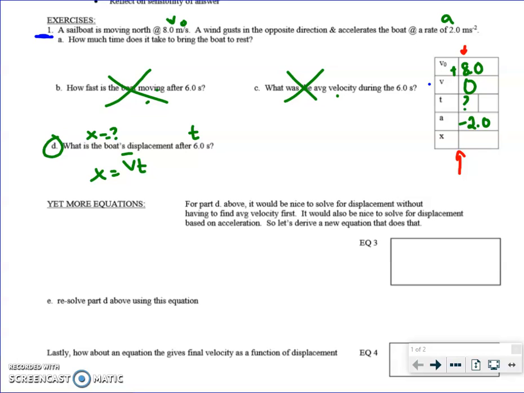I've got a minute left, so I'm going to stop the tutorial now, and then I'm going to make a new tutorial to show you the derivation and the fourth equation, and then actually I'm going to call this the fourth equation, and then a fifth equation. Okay.